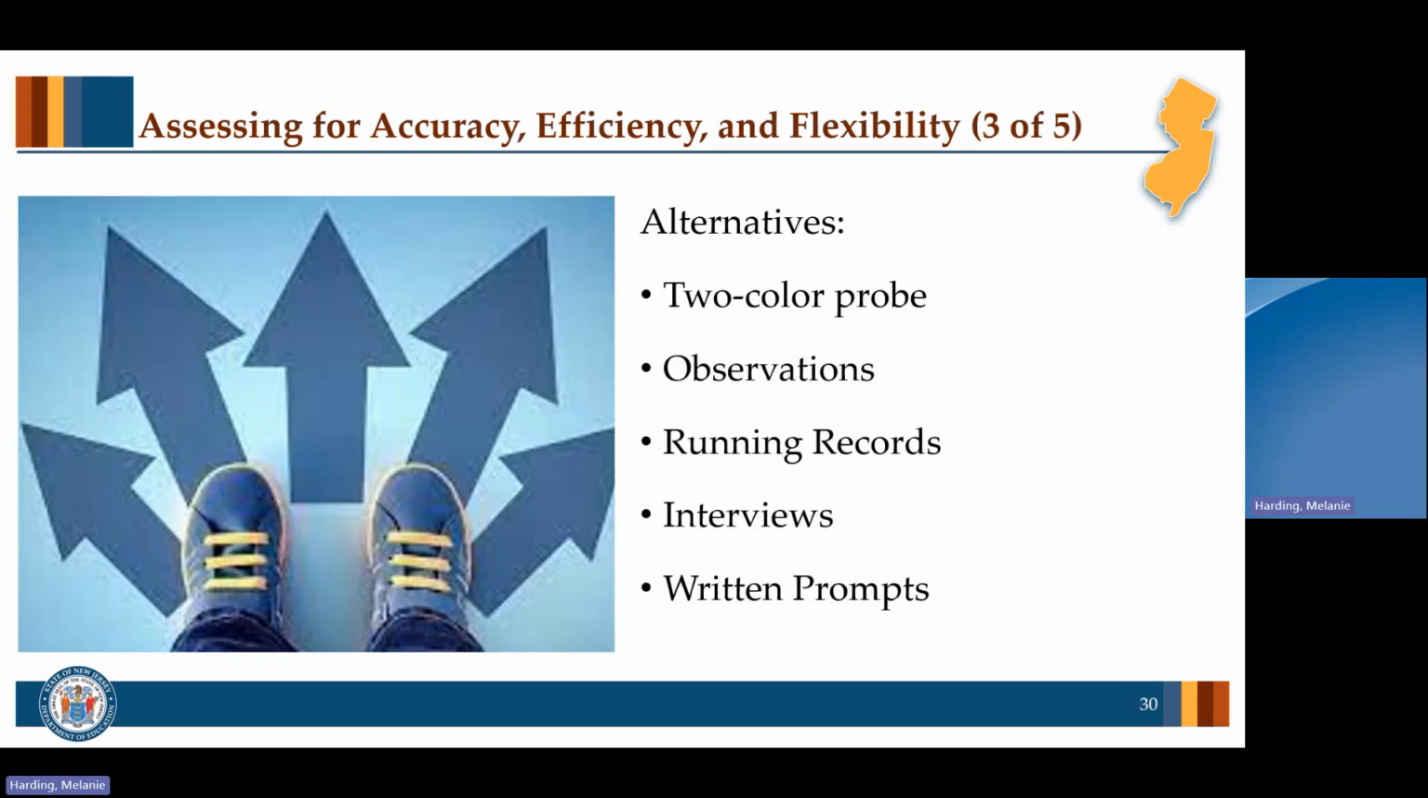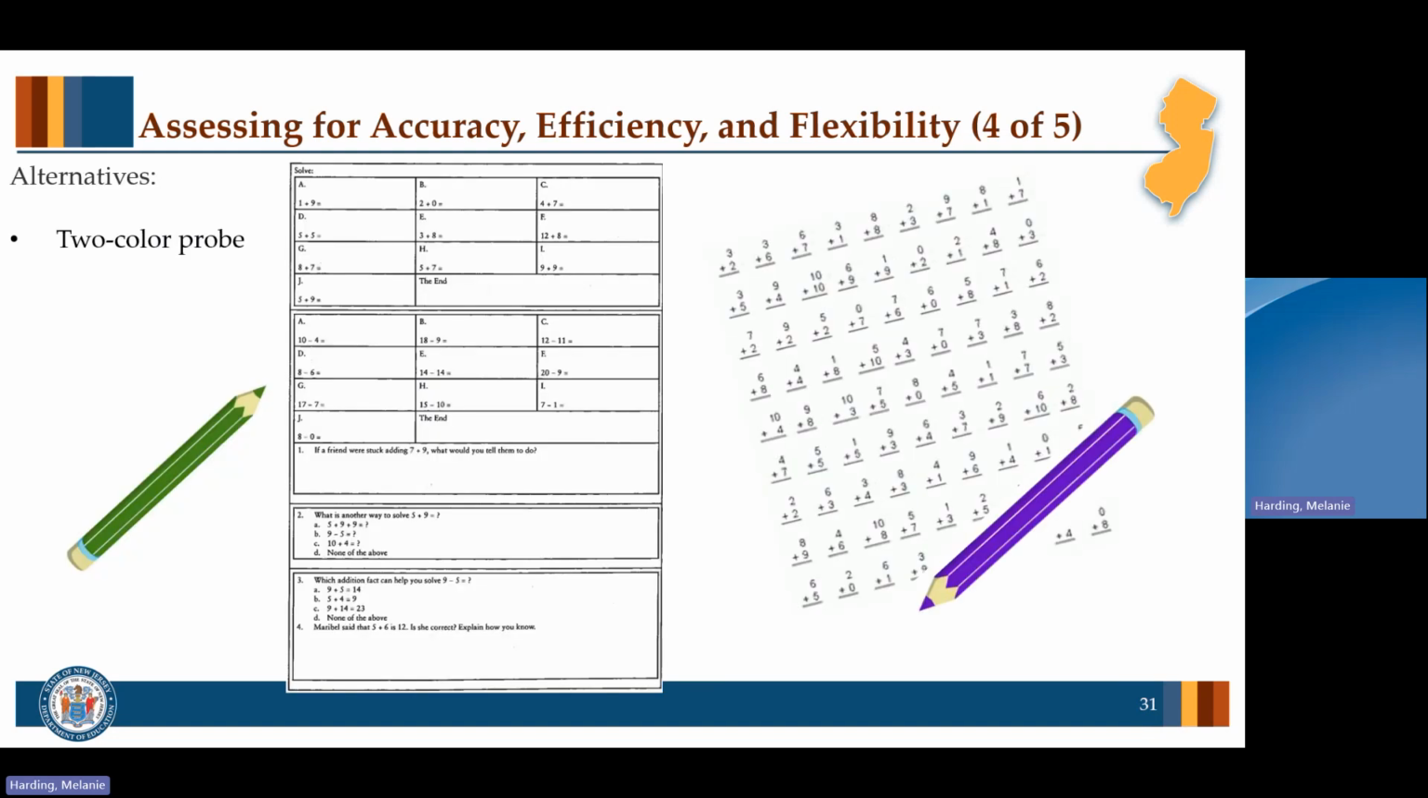Some alternatives to timed tests could be interviews, observations, running records, two-color probes, written prompts. I'm going to get into some of these right now. Two-color probe. I do like the two-color probe because I have to be honest, it was fun. They like to pick their two colors. There's two parts of the assessment. First, the teacher gives students two different color pencils, or they pick their markers or pencils, and the student starts the test in one color. They can start anywhere they want.